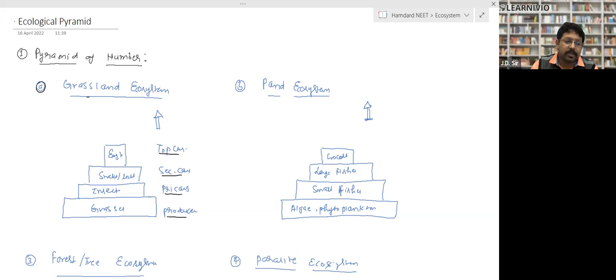Then there will be some snakes or other animals, like a snake or grasshopper, which will eat the insects, right? The number of snakes dependent on the insects will be lesser. Then the snake can be eaten by an eagle, so the number of eagles which eat the snakes will be lesser. Now the base is wider and the upper part has become narrower and narrower. This is the grassland ecosystem, and it is always upright. When we draw a grassland ecosystem in the pyramid of number, it is always upright. This arrow represents upright. Please draw the first one.